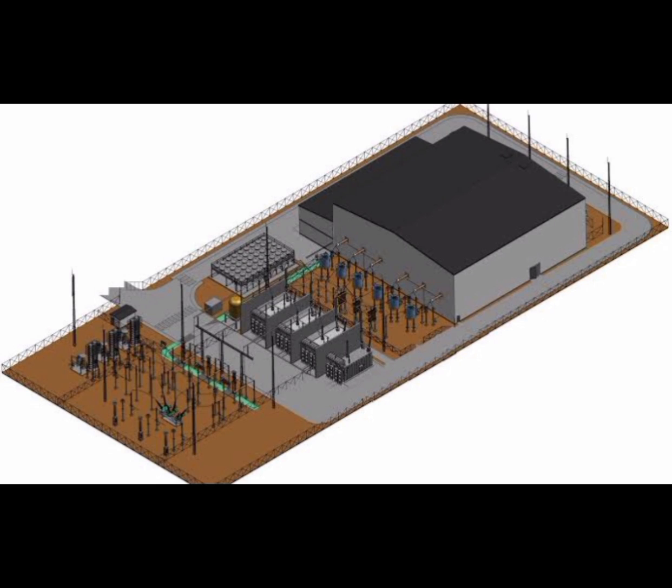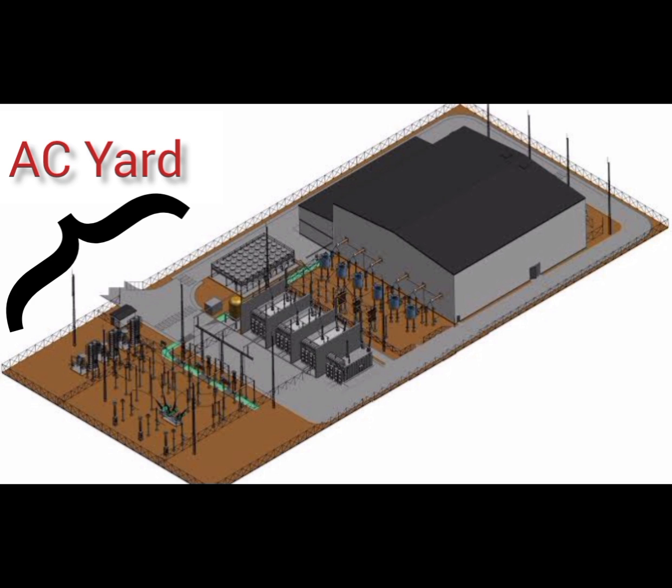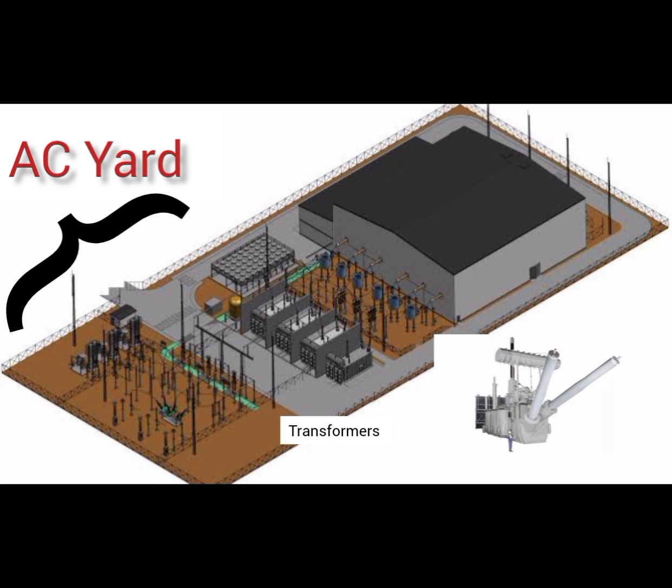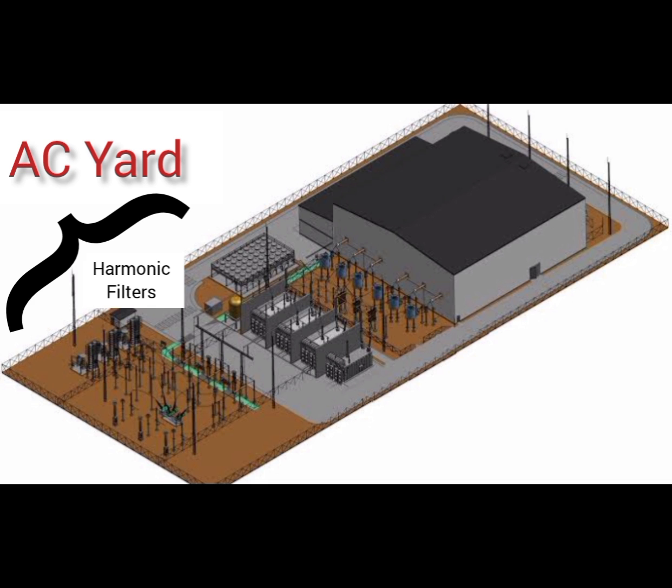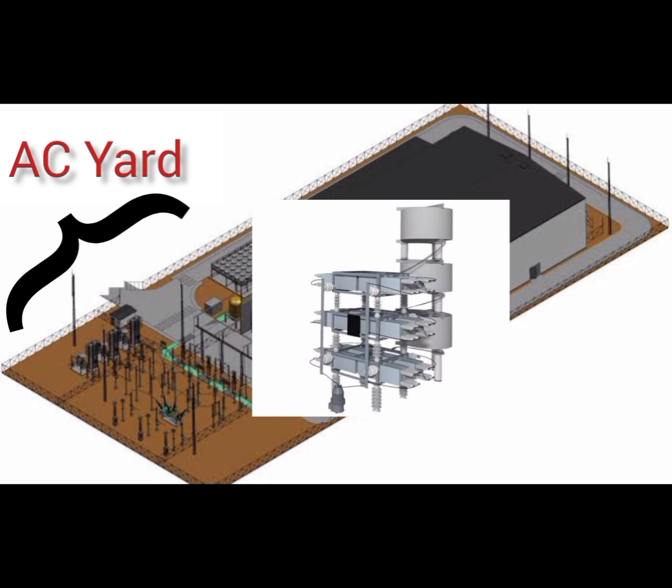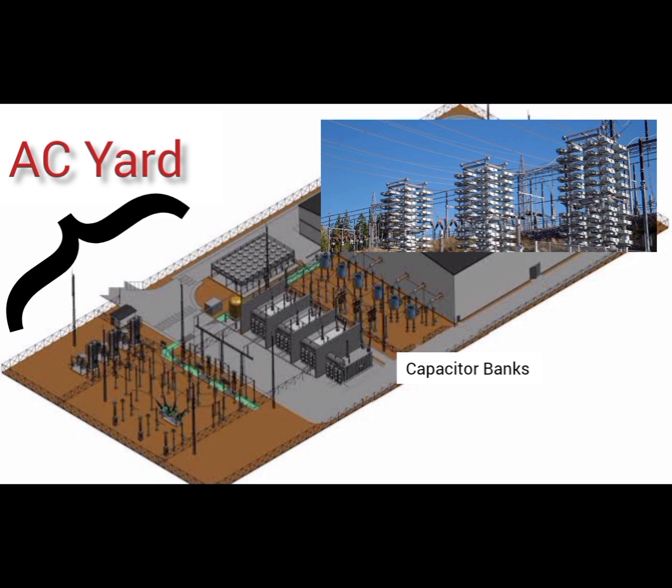A classic HVDC, high voltage direct current, converter station consists of several key components, which are typically arranged in a specific layout. Here's an elaboration of the components and their arrangement. AC yard, located on one side of the valve halls, includes switching equipment, for example circuit breakers, disconnectors, transformers, for example step-up or step-down transformers, extensive filtering equipment, for example harmonic filters, capacitor banks, capacitor towers for reactive power compensation.